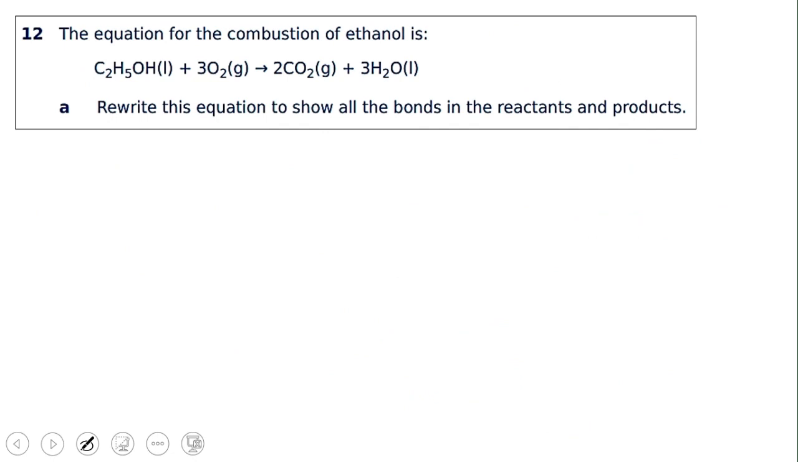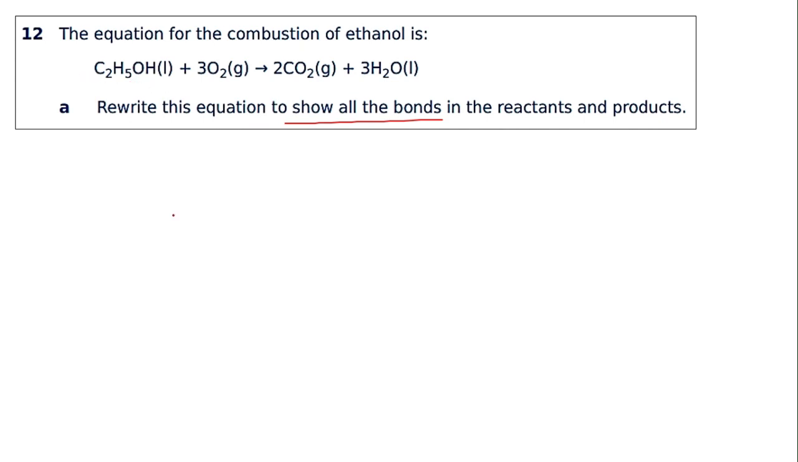Question number 12. The equation for the combustion of ethanol is given: C2H5OH plus 3O2 gives us 2CO2 plus 3H2O. Rewrite the equation and show all the bonds. So we have to just make an open structure here.